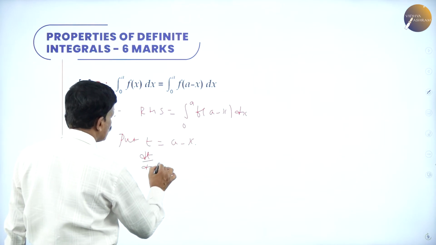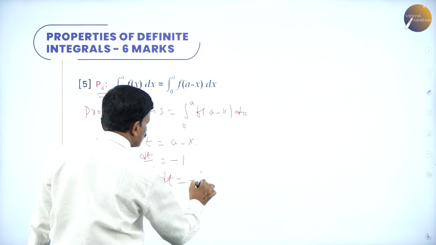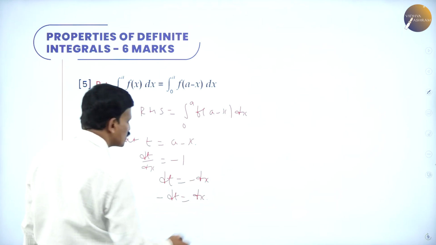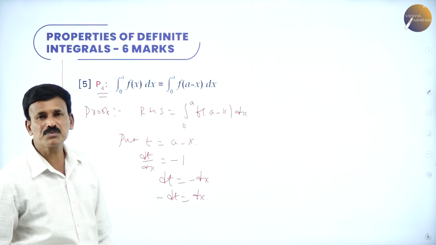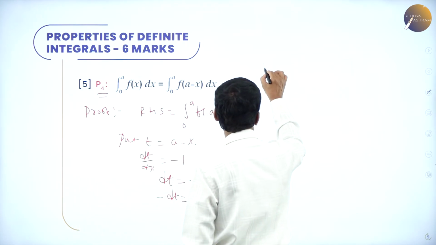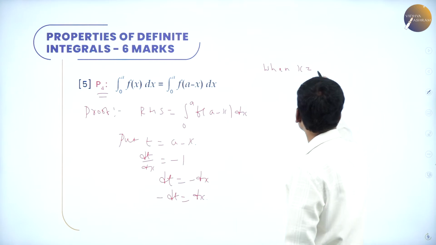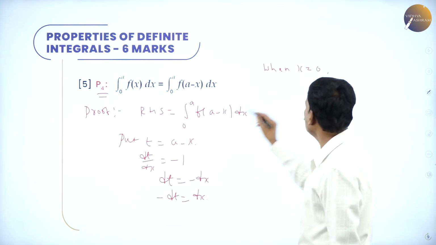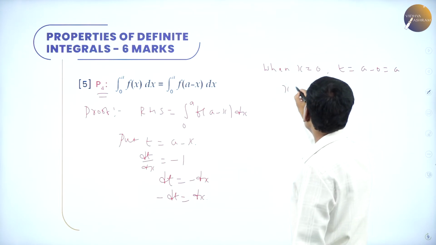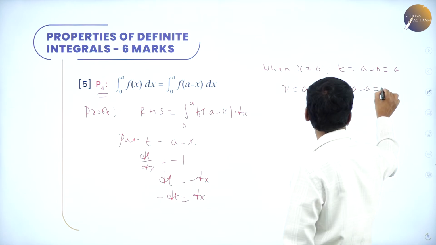dt by dx is equal to a is 0, differentiation of x is 1, so dt is equal to minus dx, or minus dt is equal to dx. Now, as you know, whenever the substitutions are taken, the value of limit also changes in definite integrals. When x is equal to the lower limit, what is the lower limit? 0. When x is equal to 0, t is equal to a minus 0, which is a. Again, when x is equal to a, the upper limit, t is equal to a minus a, which is 0.